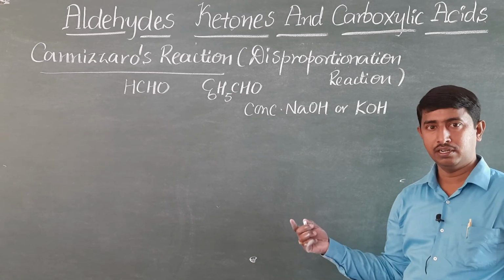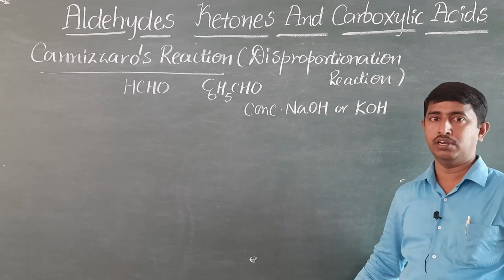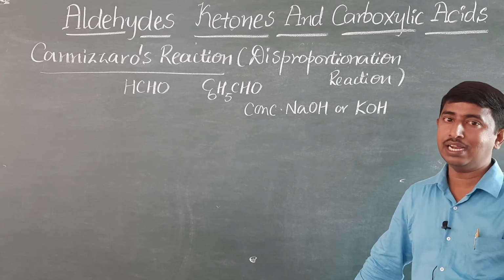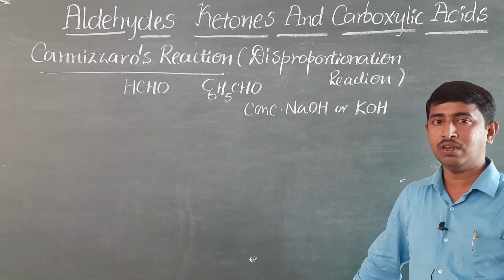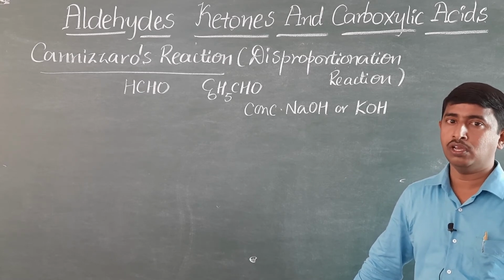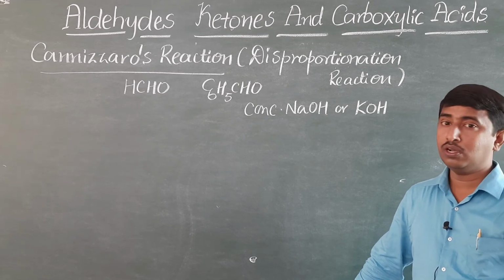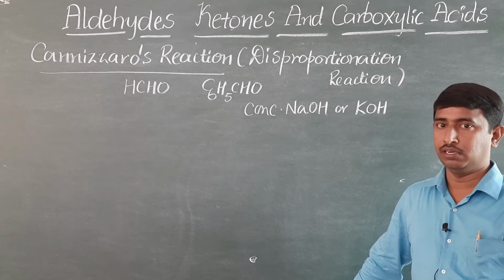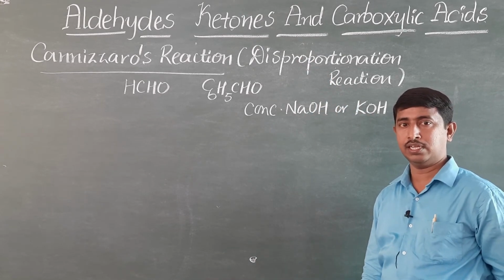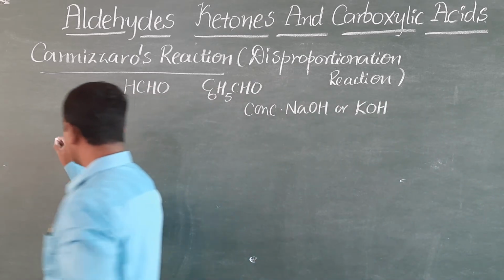So when we heat formaldehyde or benzaldehyde with a concentrated solution of a base, the aldehyde simultaneously undergoes oxidation as well as reduction. We have to take two molecules. Out of those two molecules, one molecule undergoes oxidation and the other molecule undergoes reduction. So it is considered a disproportionation reaction.